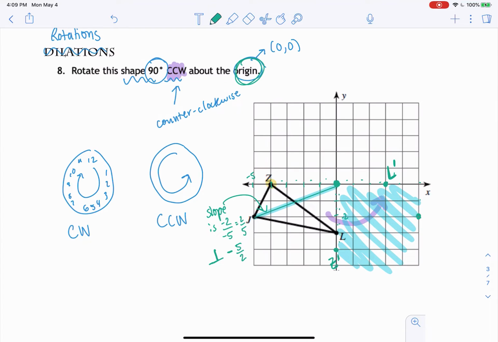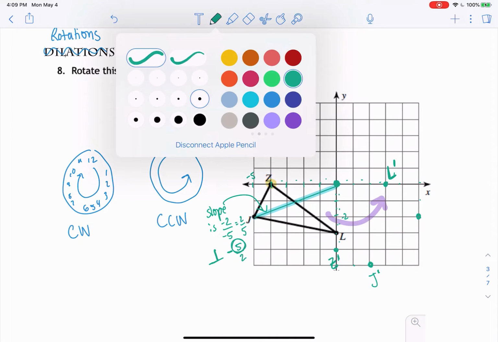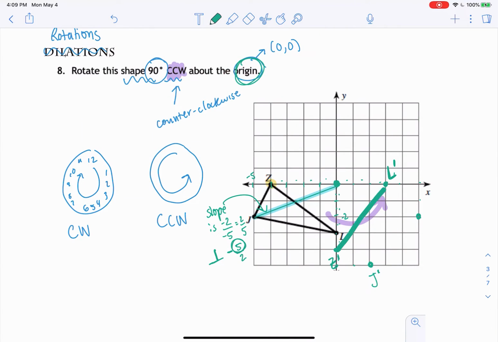Sorry, down 5. 5 is in your numerator, so down 5, 1, 2, 3, 4, 5, to the right 2. I apologize. J prime. So when we're looking at the new triangle we've created, it has been rotated 90 degrees. And looking at this, that is also a 90-degree angle as well. So rotating is a little bit more tricky on the coordinate plane than reflections and translation. So it's okay to take your time with it.